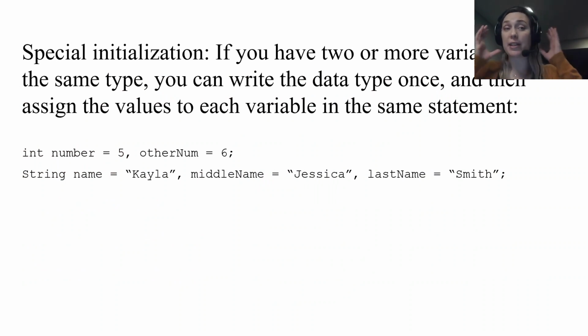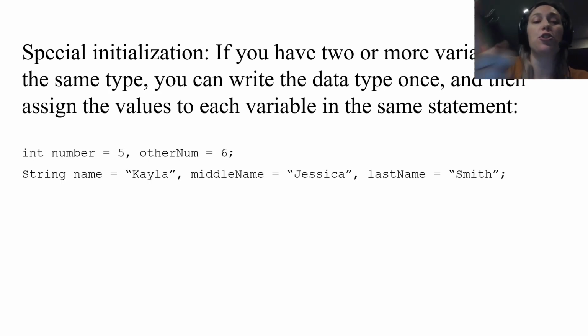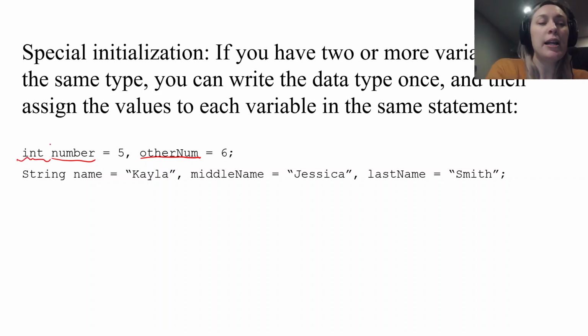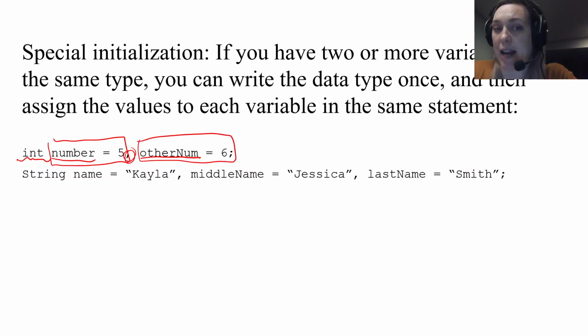There's also a special initialization that you will see occasionally on the computer science exam. If you have two or more variables of the same data type, you can just declare that data type once and then assign the values to each variable in the same statement. So let's say I had two integers called number and other num. I wanted two containers of integers. You can declare it once and then assign number equals 5 and then use a comma to separate the other variable, and that's assignment.